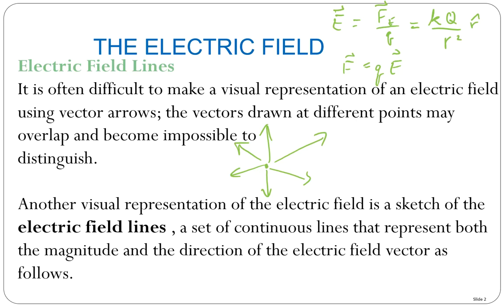Now, to look for the words that she actually was asking about, I wanted to make sure I went over that. Where is it that you were having a problem with this slide? Besides the fact that I should have had this word up there. It just says it's often difficult to make one, and then because it becomes impossible to distinguish. So I thought it was getting at we don't really do so. Okay, it's often difficult to make a visual representation of the electric field using vector arrows.